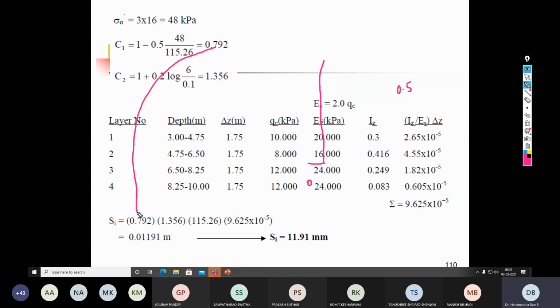So this is C1, this is C2, and this is Q net, and this is the summation. Calculate or multiply all these parameters, then what you will get is the immediate settlement, which is calculated as 11.91 millimeter. Okay, so this is the whole procedure that shall be used for the calculation of the immediate settlement.